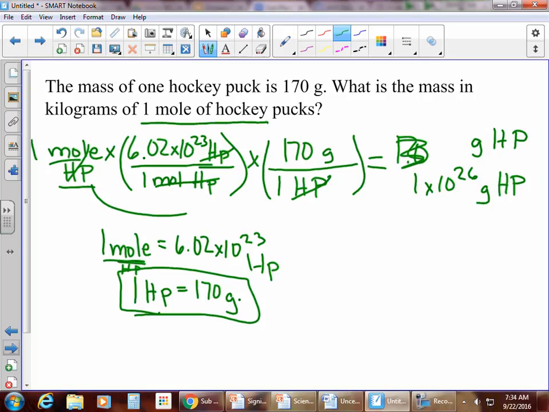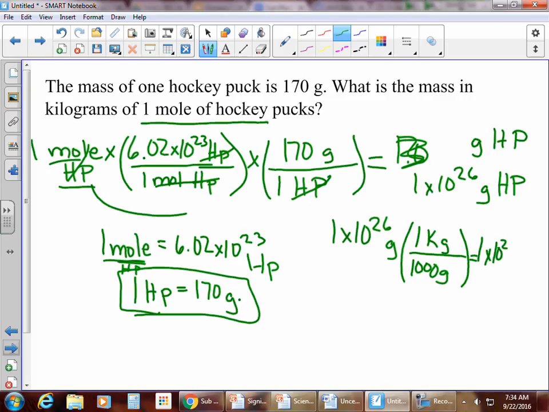Now I can convert it a couple different ways. I can use an equality for this as well: I know that there's 1,000 grams in 1 kilogram. That would give me my kilograms of hockey pucks. So I would end up with 1 times 10 to the 23rd kilograms of hockey pucks, and that would be my final answer.